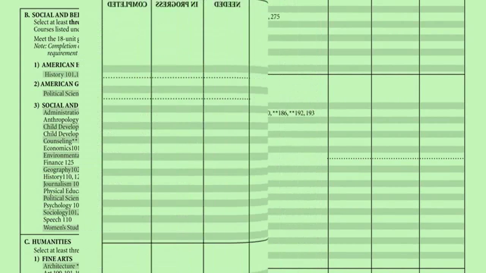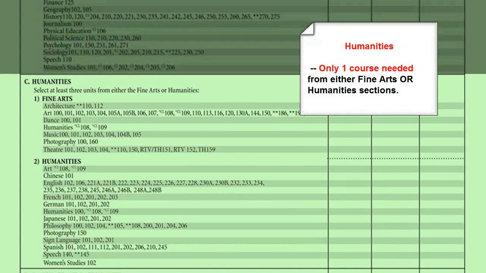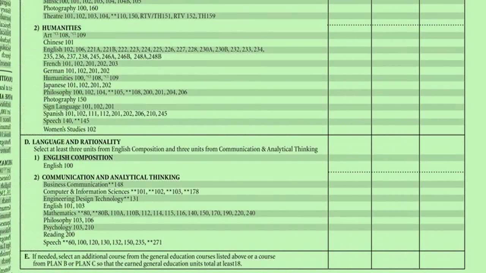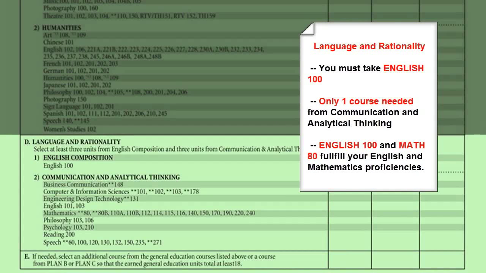In category C, humanities, you have to select one course from fine arts or humanities. The next category, D, language and rationality, has 2 areas. The first area, English composition, you must take English 100. For the next area, communication and analytical thinking, you can select one course in there. Notice that English 100 and Math 80 are noted in these 2 areas. When you meet the proficiency requirements for mathematics and English, you're going to automatically meet these 2 requirements. But you don't have to take Math 80. You can take anything in that area if you'd like.